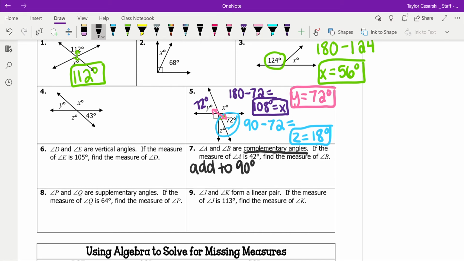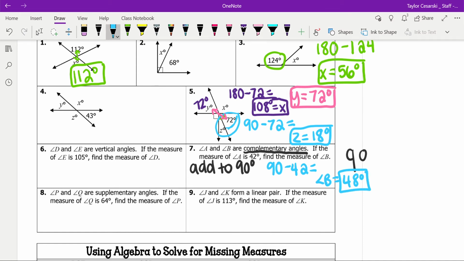How I remember that is CO, complementary. I can drop that down and make it form a 90. So if one of them is 42, to find the other one, I'm just going to do 90 minus 42. And that gives me the angle B equals 48 degrees.